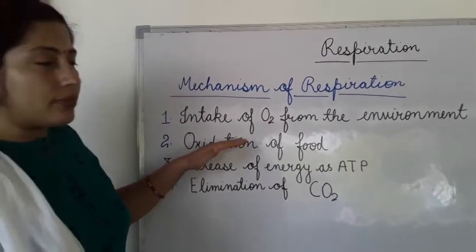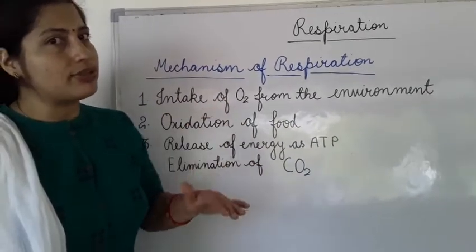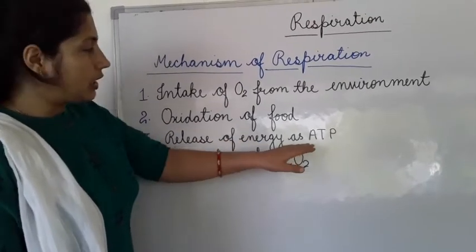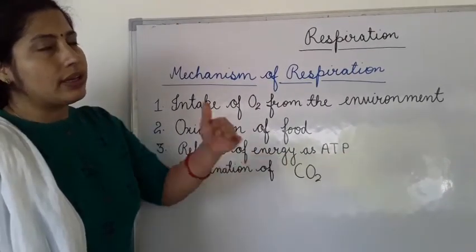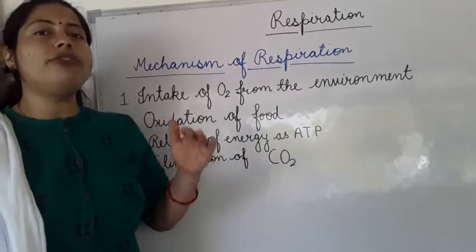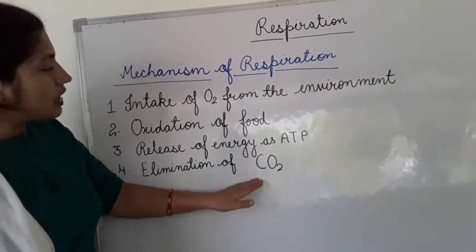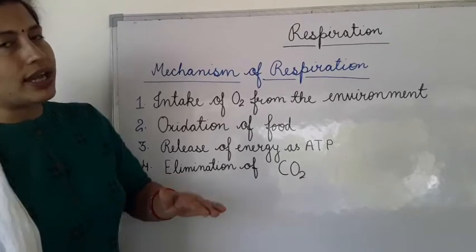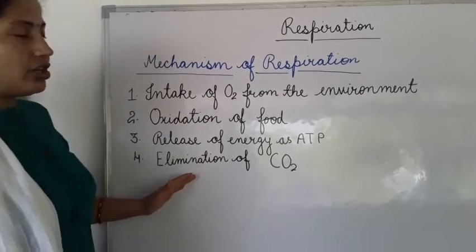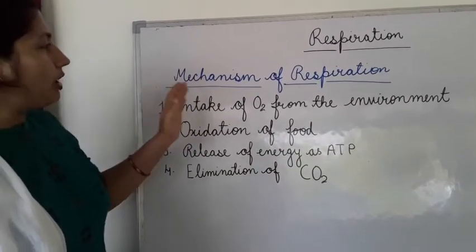And the second step, oxidation of food, means breakdown of glucose in the presence of oxygen. Then release of energy as ATP, because energy released in aerobic respiration is stored in the form of ATP. And its last step is elimination of CO2, carbon dioxide, which is formed during aerobic respiration. So its elimination is the last part. So there are 4 steps of aerobic respiration.